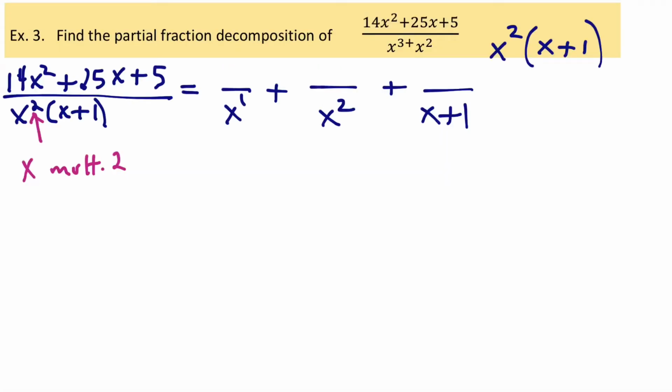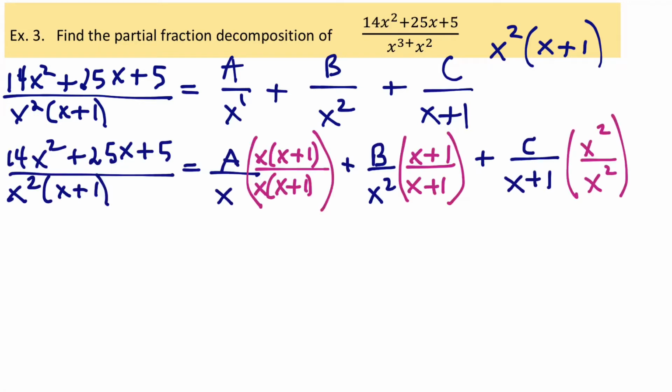So let's put our numerators in. This one A, then B, then all of these are linear factors, so this one would also have a C. Now we can go ahead and get a common denominator. So let's set that up. I set that up so I can see that I need to multiply by these forms of 1 here in order to get the denominators to all be x squared times x plus 1.